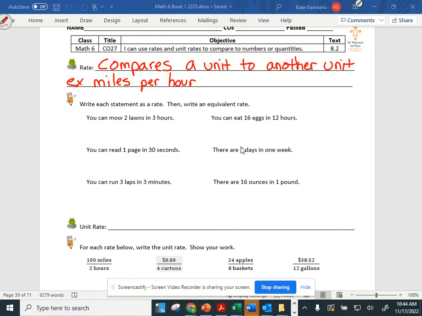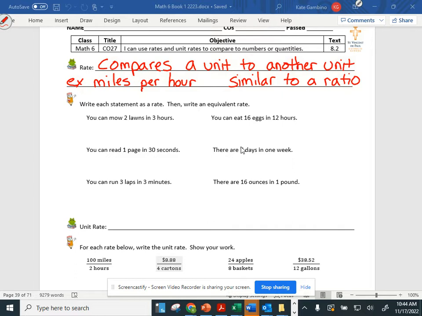So this is very similar to a ratio. So when we talk about a rate, it's very similar to that ratio. So it's not something scary and new. We have a background in this. So we're going to write each statement as a rate. Then we're going to write an equivalent rate.